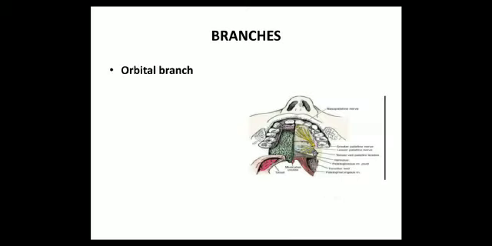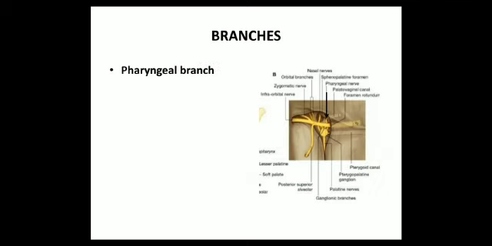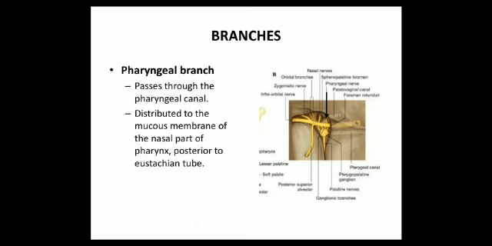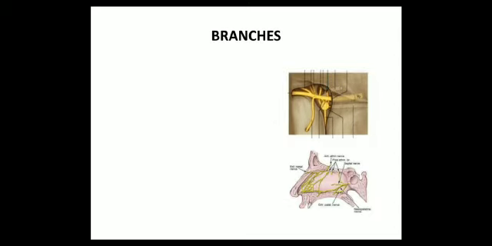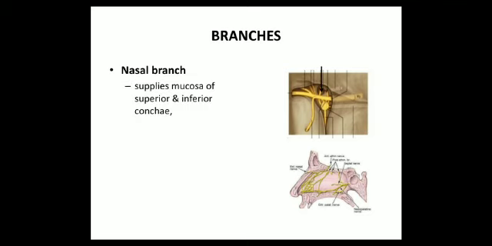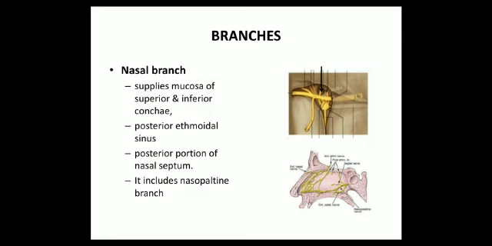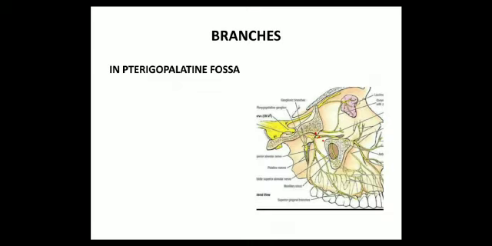The orbital branch supplies the periosteum of the orbit, the palatine branch supplies the palate, and the pharyngeal branch passes through the pharyngeal canal and is distributed to the mucous membrane of the nasal part of the pharynx posterior to the Eustachian tube. The nasal branch supplies the mucosa of the superior and inferior concha, the posterior ethmoidal sinus, and the posterior portion of the nasal septum. It includes the nasopalatine branch.